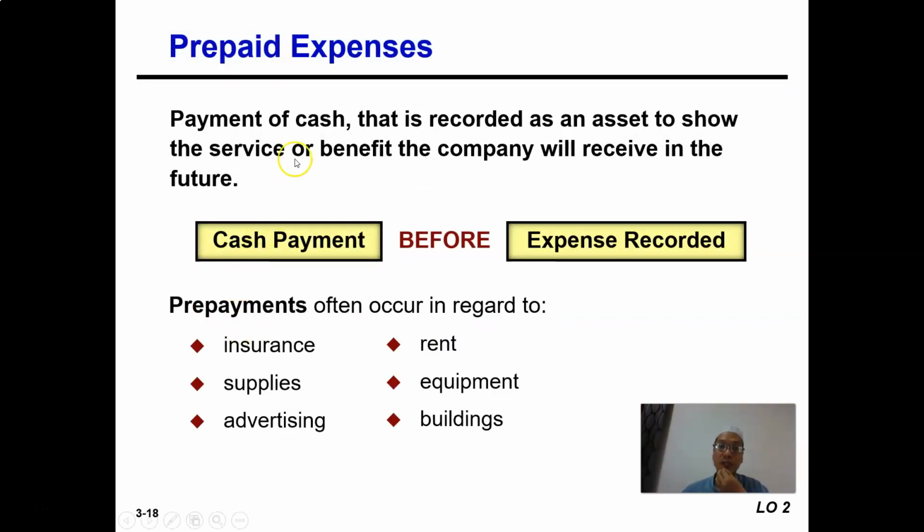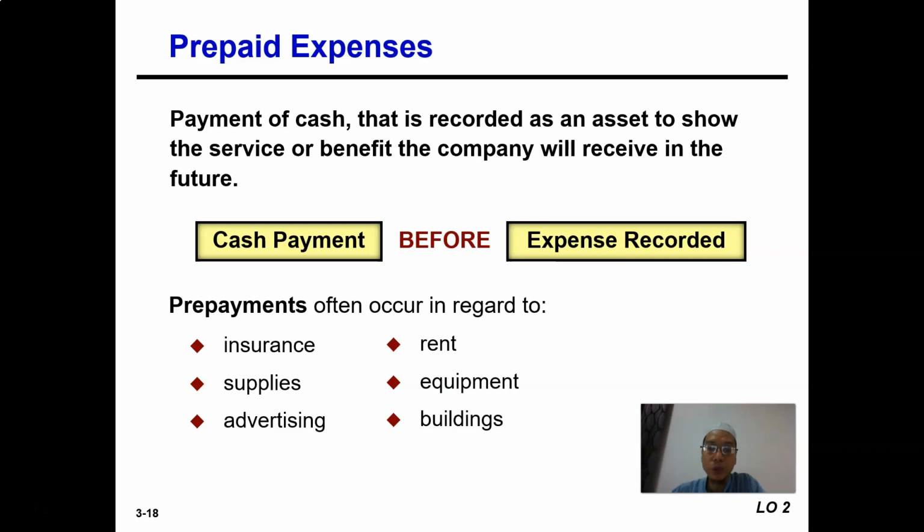Okay, prepaid expenses. Prepaid expenses are payments of cash that are recorded as an asset to show the service or benefit the company will receive in the future. When the company has paid out cash for an expense, it will be considered as an asset. Why is it considered as an asset?